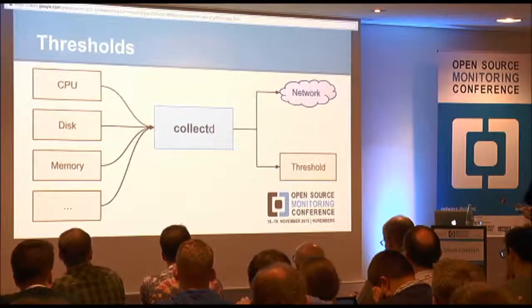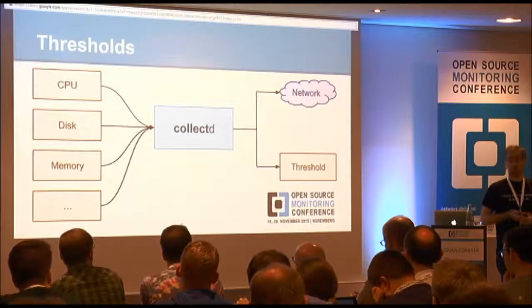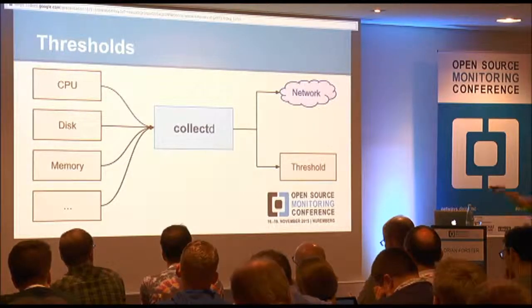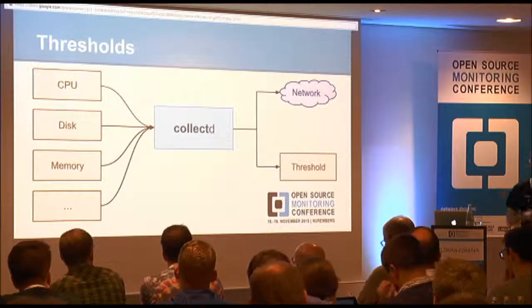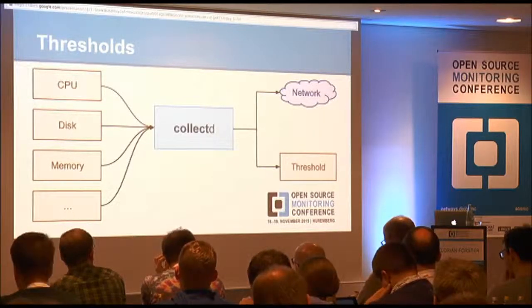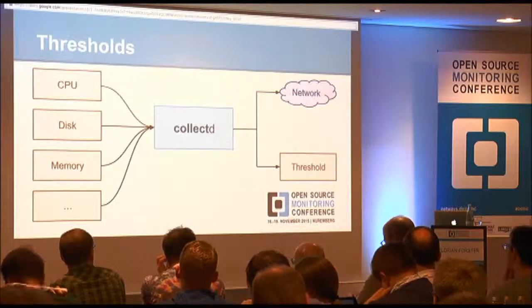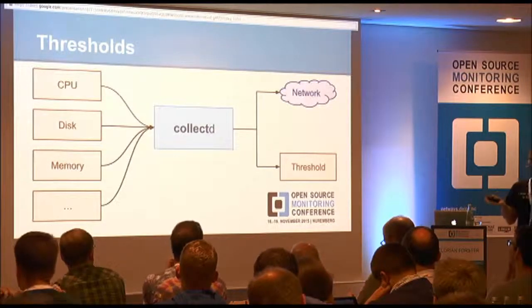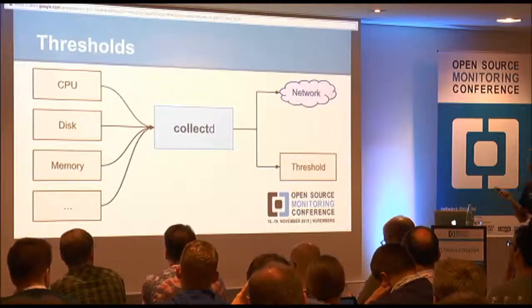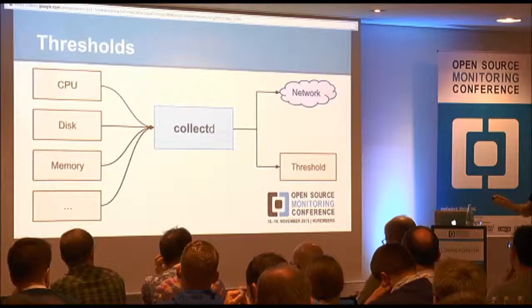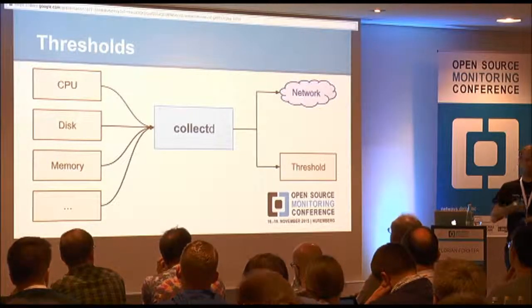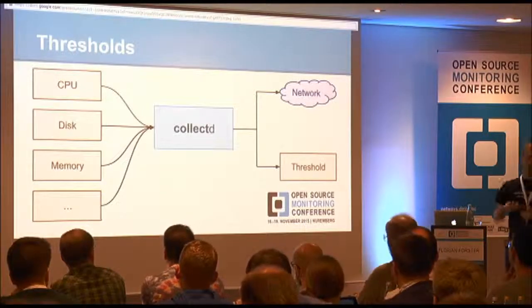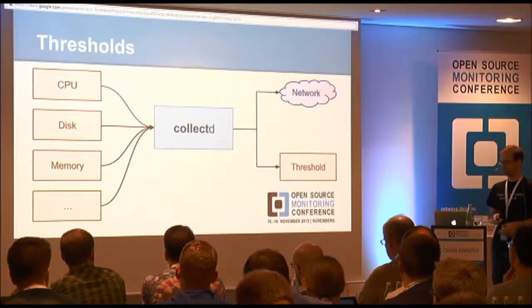This is a schematic view of how this would be wired up within Colleague D. So you have the metric generation side on the left with CPU, disk, and memory. They all report their metrics to the core daemon, and the core daemon then fans these metrics out to A, the network plugin up here, which then sends it somewhere upstream, and B, to the threshold plugin, which doesn't actually store the metric anywhere. It's just doing the checking and eventually creating an alert.